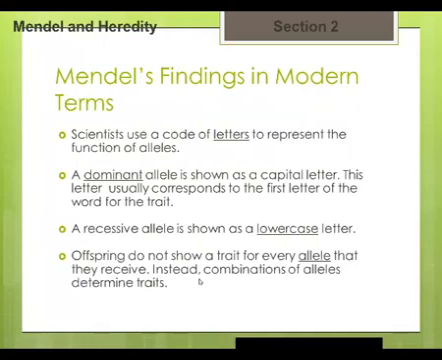Alright, so when we write out our codes, we use letters to represent the function of alleles. A dominant allele is shown with a capital letter, and typically we put the dominant letter or the capital letter first. A recessive allele is shown as a lowercase letter. And just a note, offspring do not show a trait for every allele that they receive. Instead, there's a combination of alleles that help to determine traits.